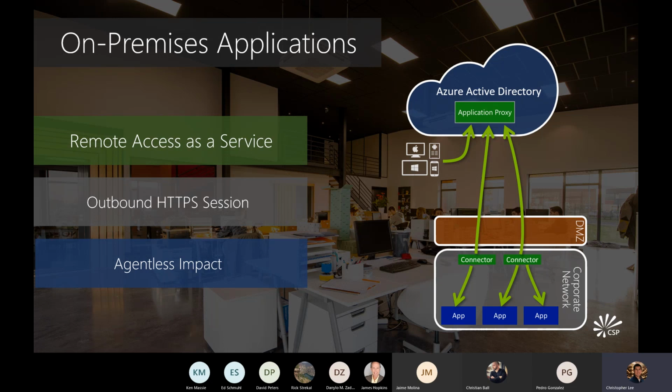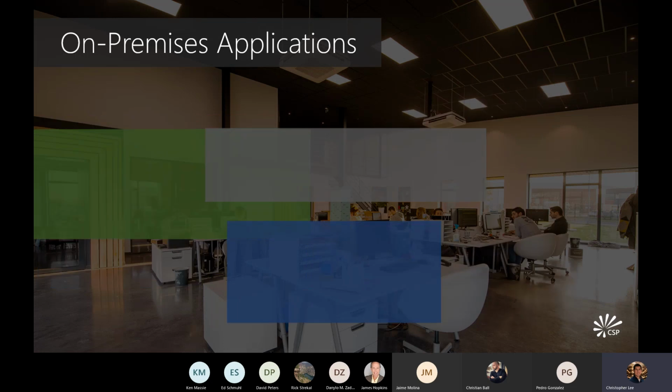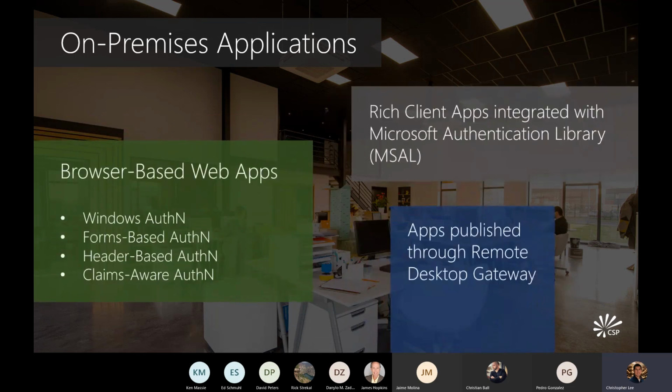As long as the server that the app proxy connector runs on can talk to the internet over HTTPS, we can essentially publish all of our on-premise applications externally in a very secure fashion. The way that this works, though, there are some limitations.